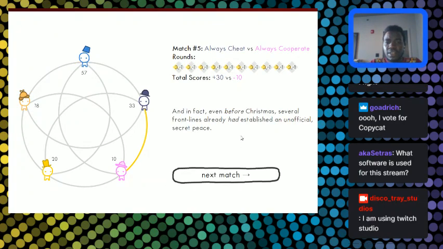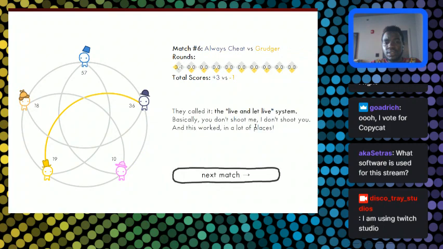And okay, that's not good. Seems like always cooperate, always cheat still wins though. So that seems promising. And in fact, even before Christmas, several frontlines had already established an unofficial truce. Always cheat wins. So they called it the live and let live system. Basically, you don't shoot me, I don't shoot you. And this worked in a lot of places.